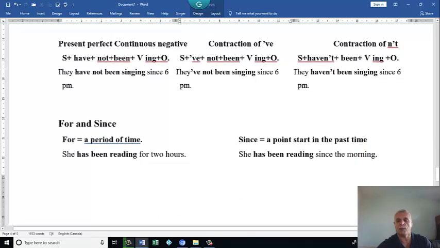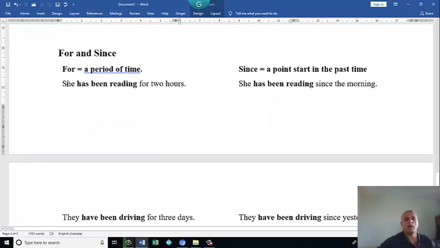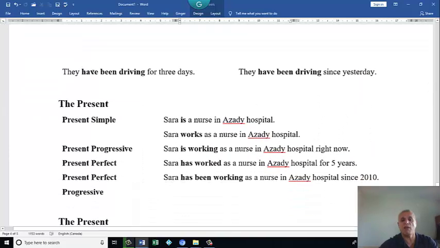Same thing when we use for and since with present perfect continuous. We say, she has been reading for 2 hours. Or maybe we say, she has been reading since the morning. With since, we know the starting point, but we don't know the end. But with for, we know that she has been reading for 2 hours. Same thing with have. They have been driving for 3 days. They have been driving since yesterday.